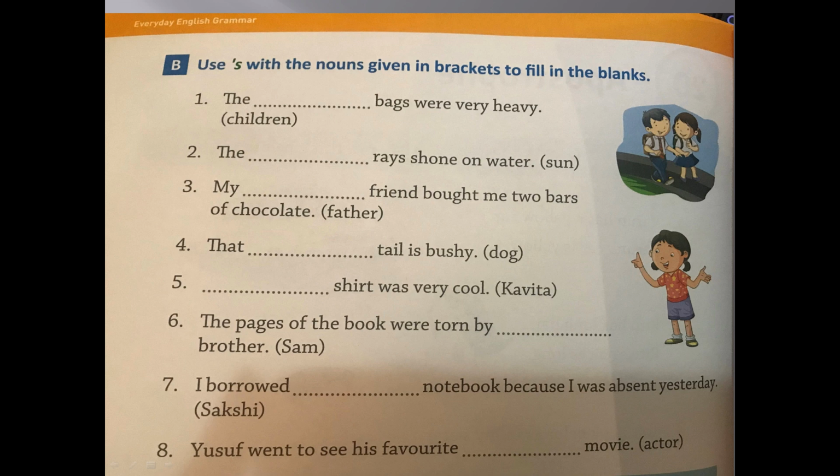Okay, here in exercise number 1, blank bags were very heavy. Can you tell me who owned those heavy bags? For sure, the children. As you remember, I told you in the second rule of forming the possessive s of the apostrophe, the children here is a plural noun that does not end with s. So I will simply say children's bags. It is very easy. Put the apostrophe after the plural noun before the s. So the sentence will be, the children's bags were very heavy.